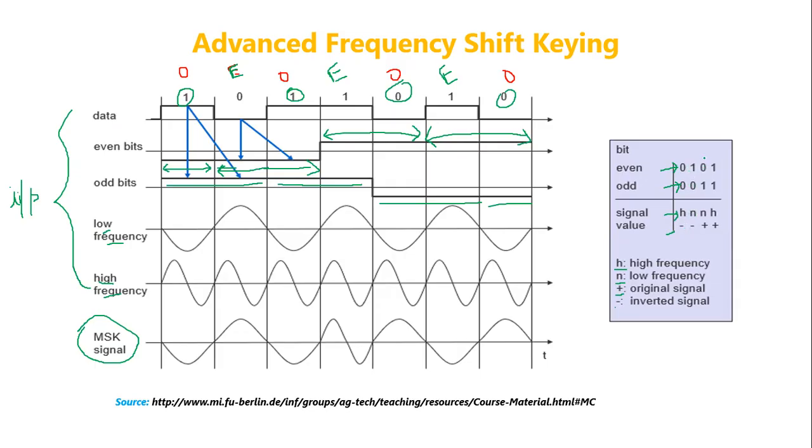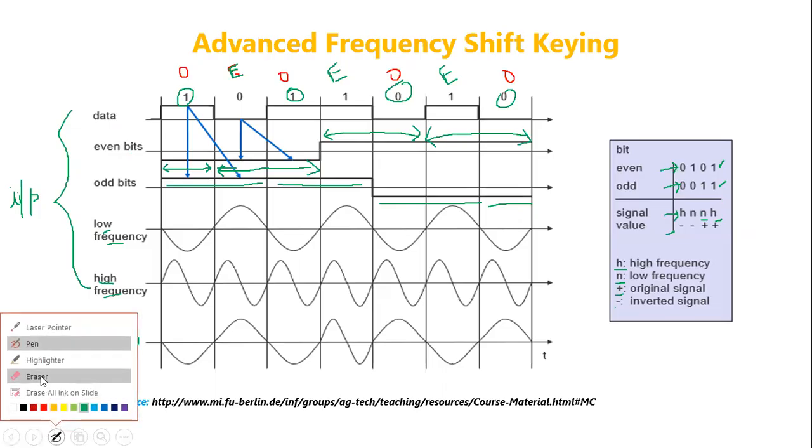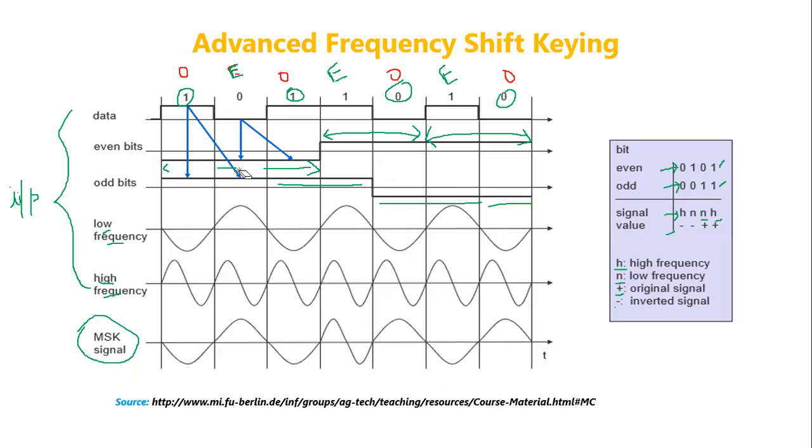If the even bit is 0 and the odd bit is 1, the resultant signal will be the low frequency signal as it is. If the even bit is 1 and the odd bit is also 1, then the resultant signal will be the high frequency signal as it is, the original high frequency signal. Okay, with this understanding, let us sort out how the resultant signal was created.